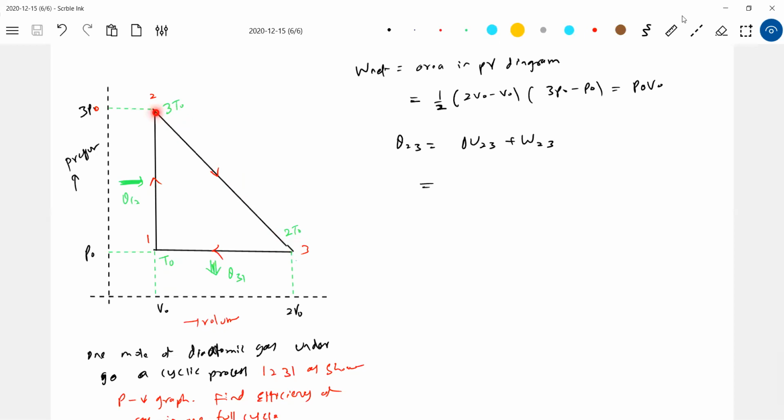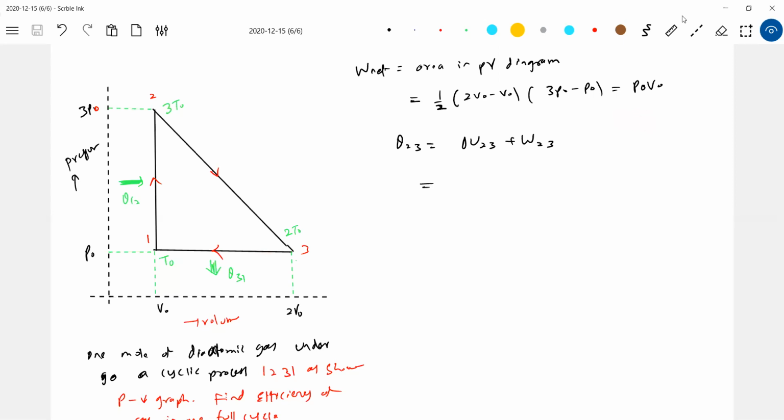Am I right? Sir, how are you writing 3 T naught, 2 T naught? For 1 mole, let me assume the temperature here is T naught, here 3 T naught, here 2 T naught. Is it okay, using the ideal gas equation, for the temperature of the gas here? These temperatures are not given; we are assuming them.